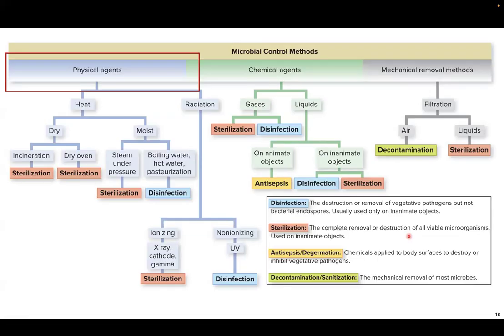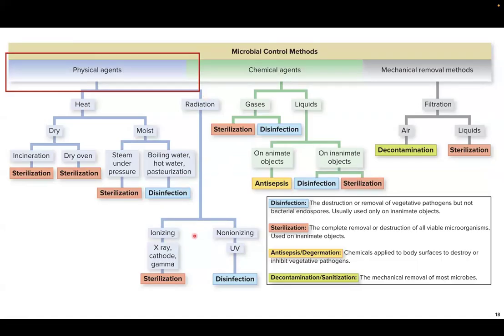So now we understand the microbial control methods. We have to pick one specific method and go through it. What we are going to talk about is the physical agent. Under physical agent, we can have heat and radiation. Under heat, we have dry and moist. Under dry, we can have incineration or dry oven, both of which are responsible for sterilization. And under moist, we can have steam under pressure, which is for sterilization, and boiling water, hot water and pasteurization, which is for disinfection.